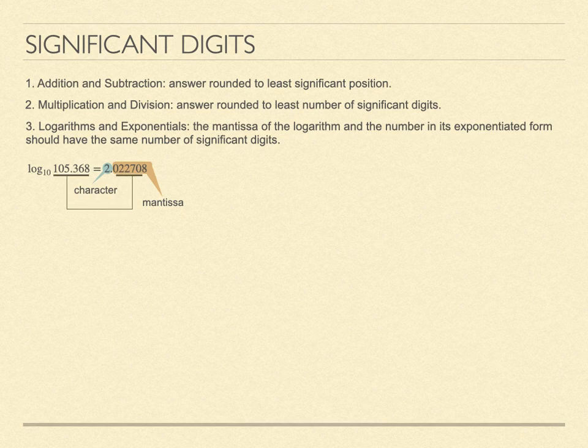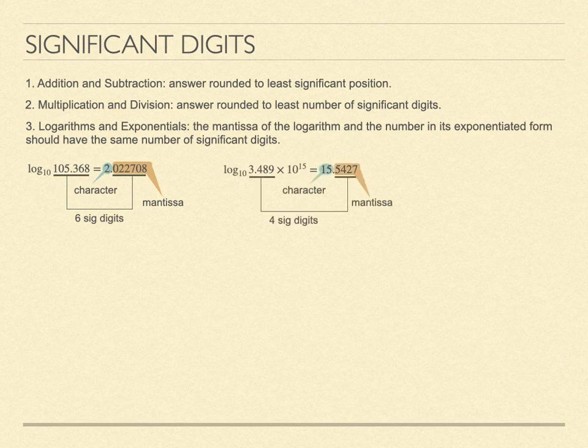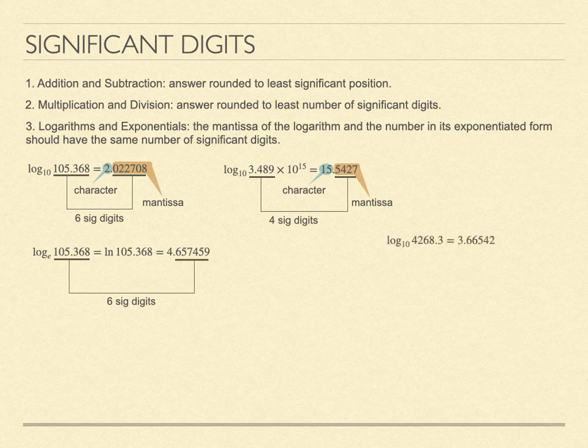The mantissa has as many significant digits as the original number. And we see the same thing in scientific notation. Chemists encounter logarithms and exponentials both in base 10 and in base e, use the same logic in both cases. To justify this choice for significant digits, look at the number 4628.3, which has 5 sig digits. We would report its base 10 logarithm as 3.66542.